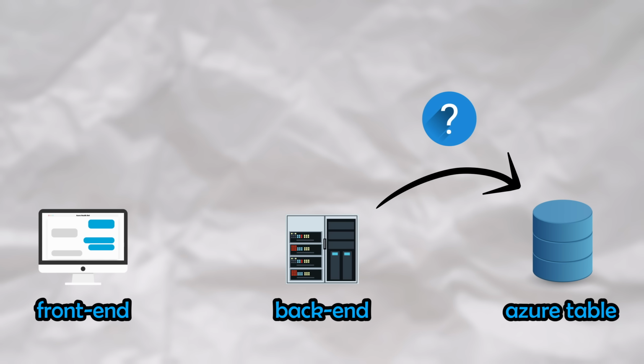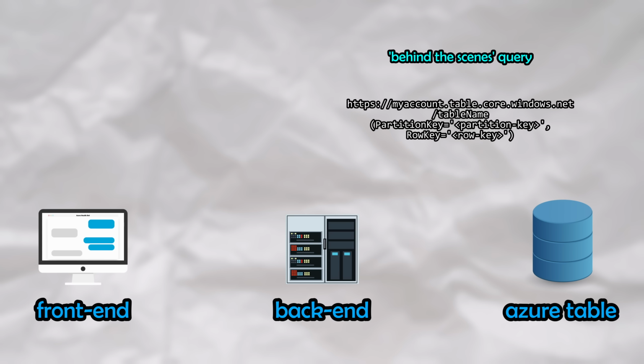In order to try and piece together exactly what the server is doing behind the scenes, the bug hunter took a look at the Azure table API documentation. A generic query to retrieve data from an Azure table looks like this. Let's continue trying to reverse engineer what the server is doing behind the scenes.